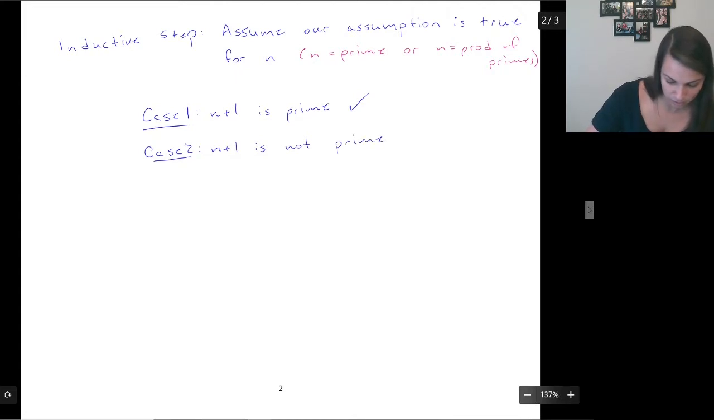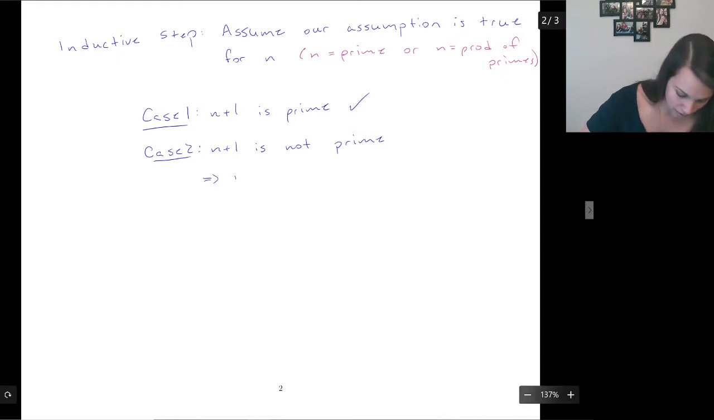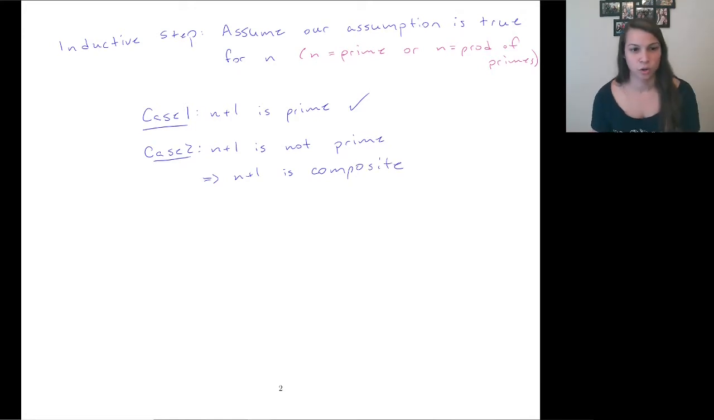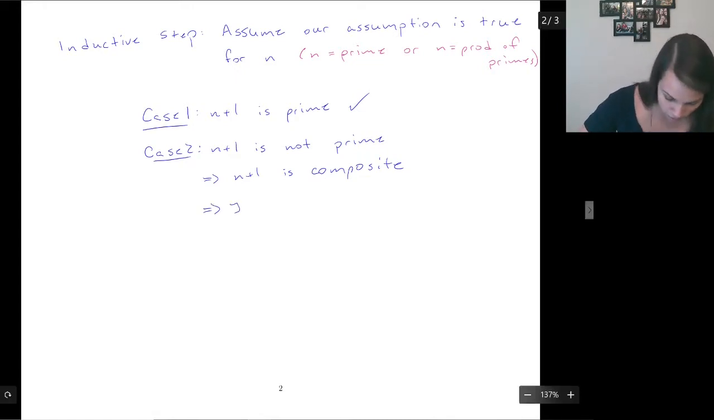So what does it mean to be not prime? It means n plus 1 is composite. So we could say that there are two numbers that are going to multiply together to be n plus 1. So there exists an a and a b in the integers. a and b will be between 1 and n plus 1.